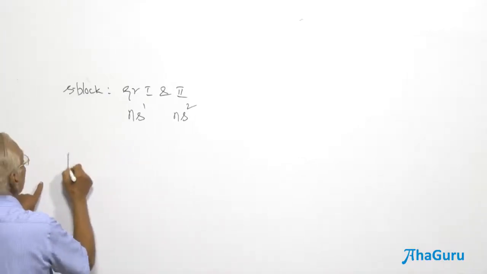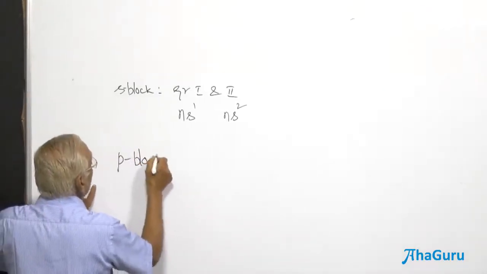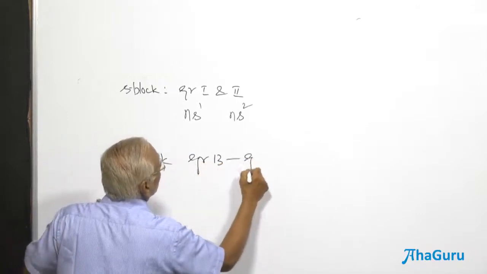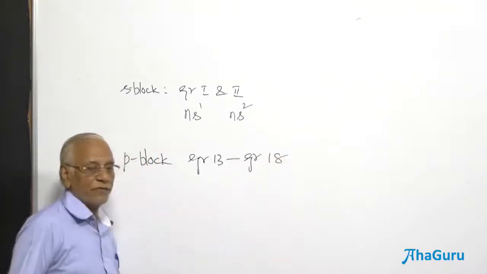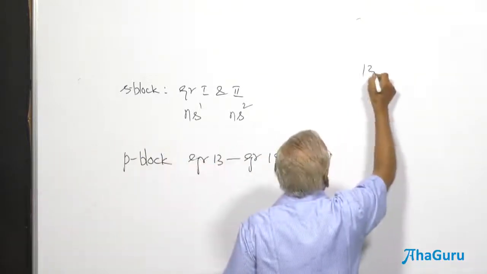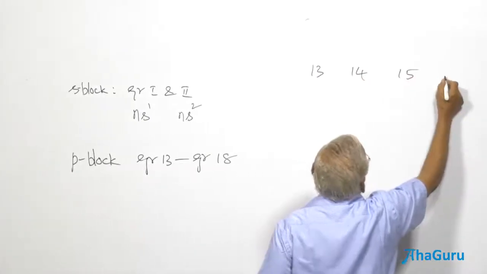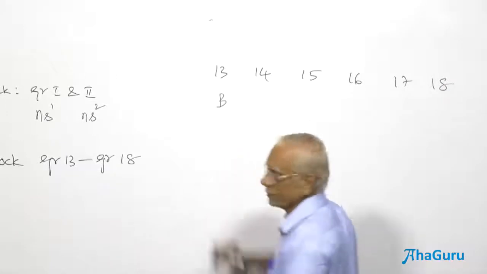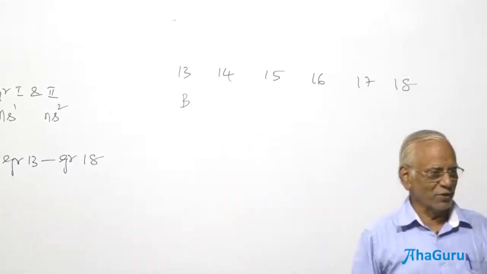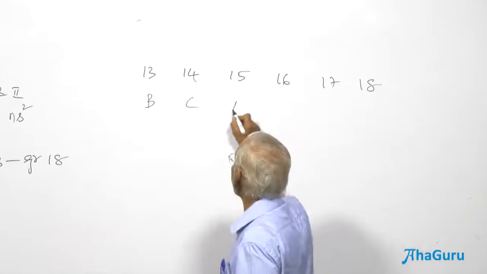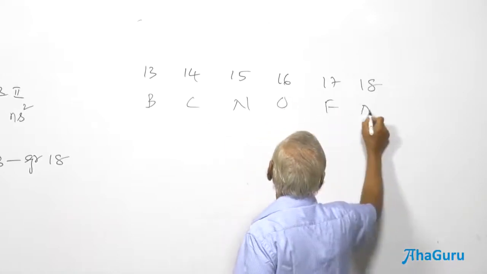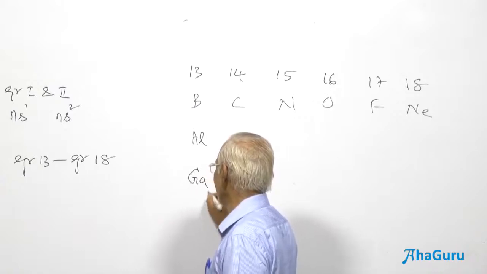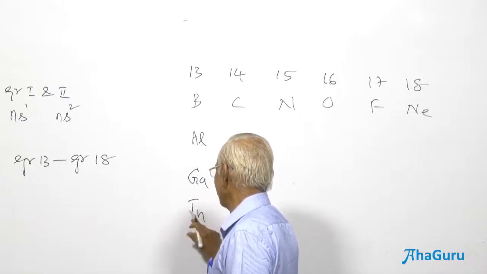P block elements. The next one, P block element. The P block elements start from group 13 up to group 18. 13, 14, 15, 16, 17, 18. It starts with boron here. We already wrote the elements in group 13. Boron, carbon, nitrogen, oxygen, fluorine, neon. This we know. Boron, aluminium, gallium, indium, thallium.